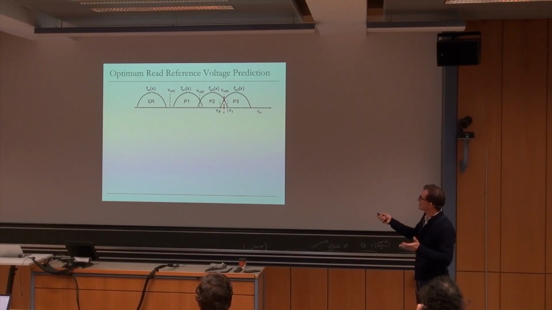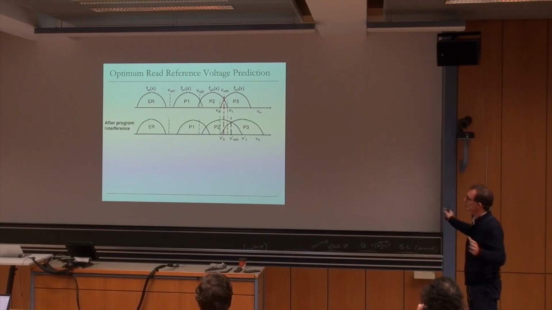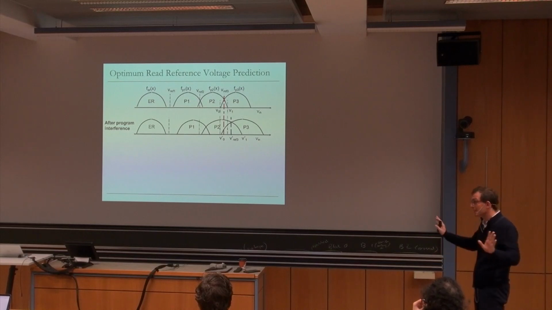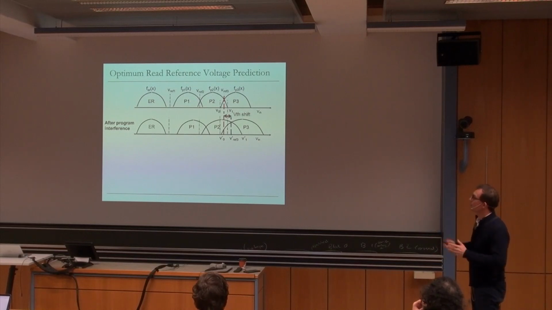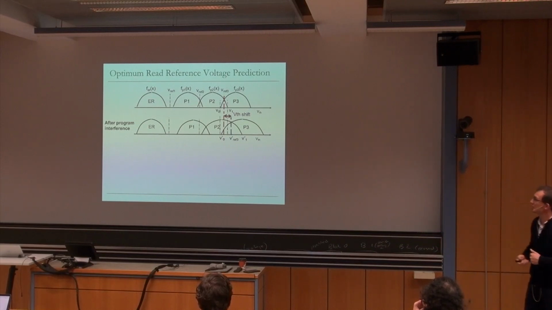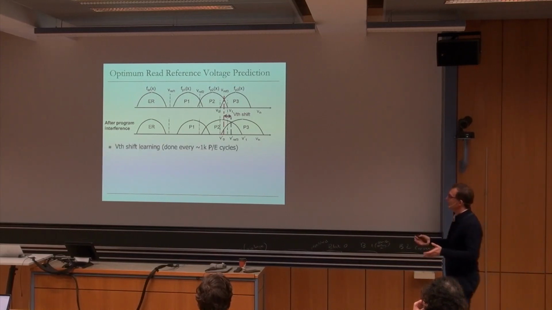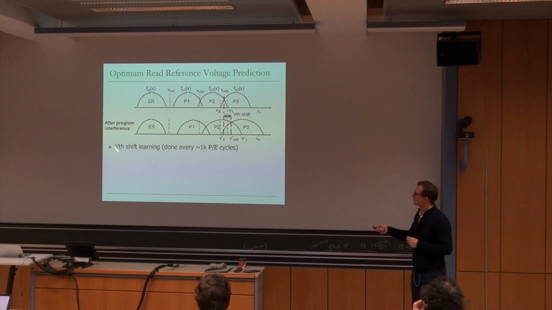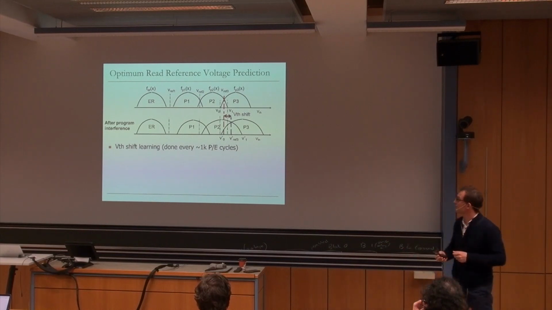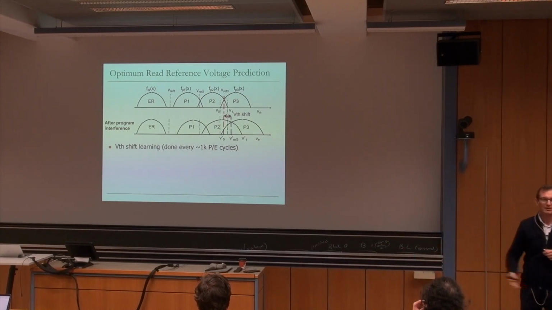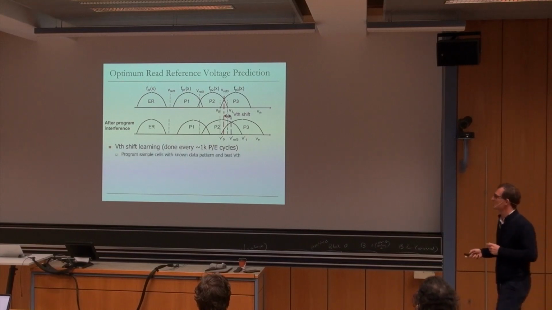Basically, you start with some read reference voltage and distributions shift after some program interference or whatever effect that you have. And you want to predict that VTH shift such that you can adjust the read reference voltage to be this blue one as opposed to staying at the red one, which is not optimal anymore. So the idea is to learn this. This is called VTH shift or threshold voltage shift learning. This is done every some number of programming erase cycles, and flash controllers actually do this right now.